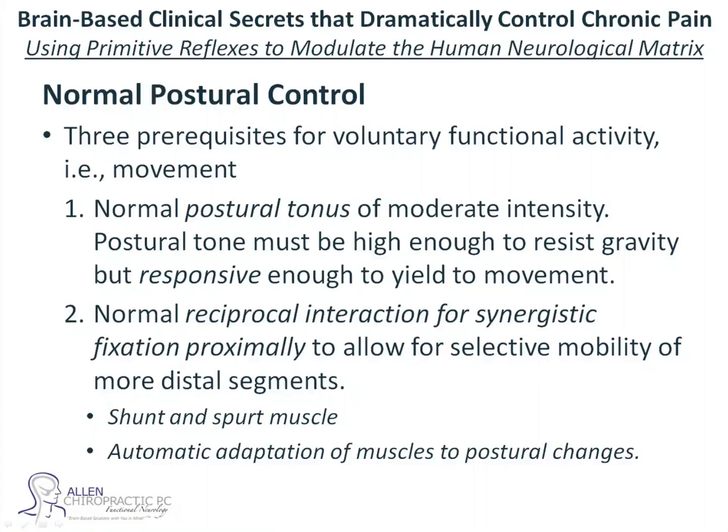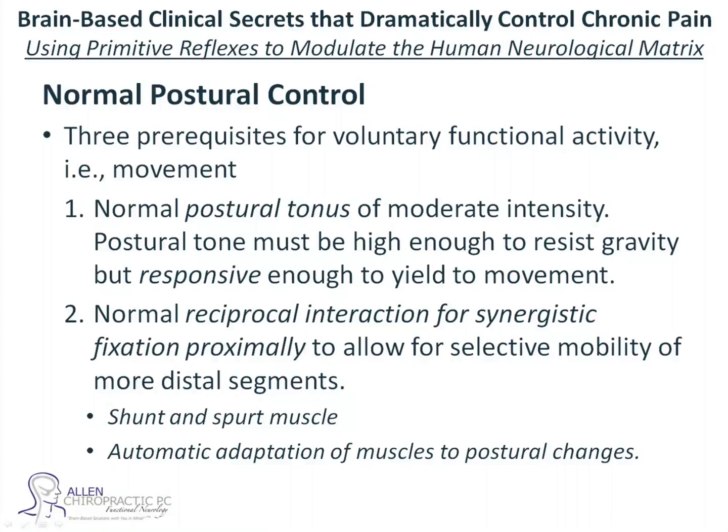Postural tone must be high enough to resist gravity but responsive enough to yield to movement. Further, normal reciprocal interactions for synergistic fixation proximally to allow for selective mobility of more distal segments, and this has to do with shunt and spurt muscle performance. Let's go back to the spinal column again. You must have shunt stability of the spinal column in order to have spurt motion of the upper and/or lower extremities. If the spinal column is moving properly, then so should those extremities.